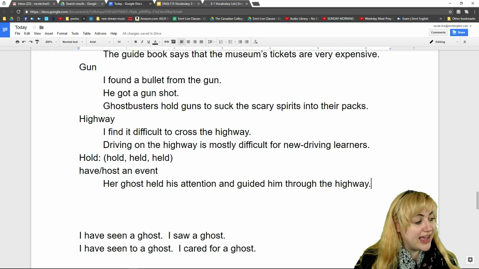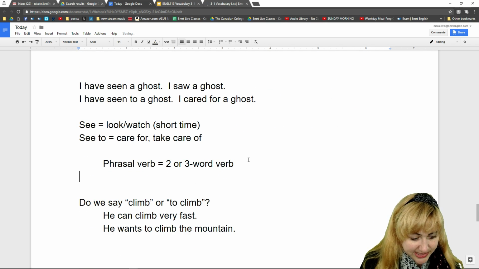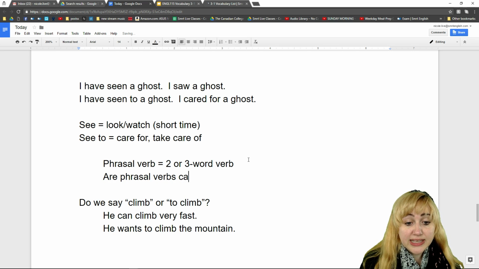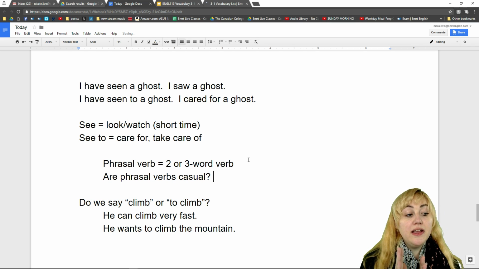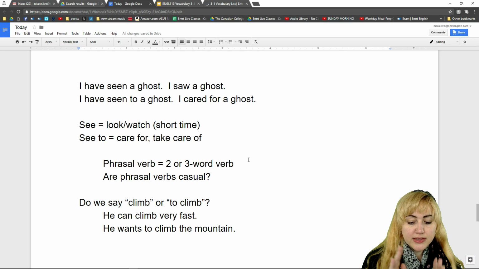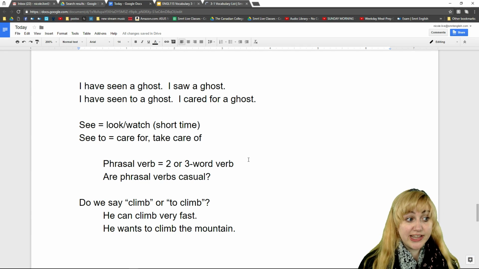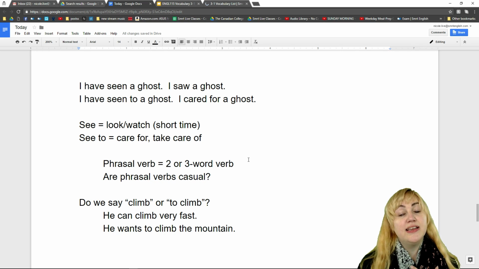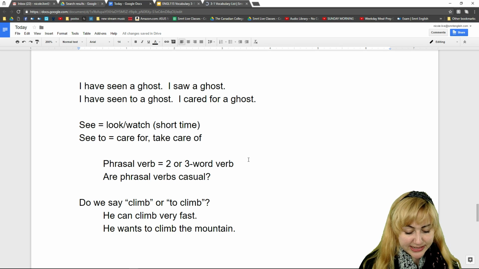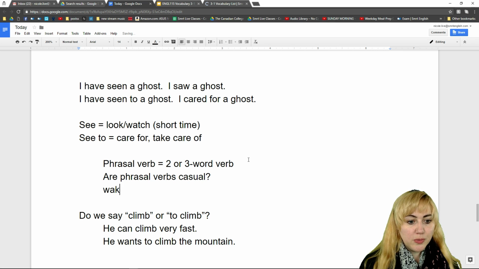Let's see. Oh, French Leo asked, are phrasal verbs casual? That's a good question. They are more casual than their longer synonyms, but they're not slang. They're not slang, but they are more casual than what their synonym usually is. Let me give you an example. For example, wake up is more casual than something like waken, or just wake even.